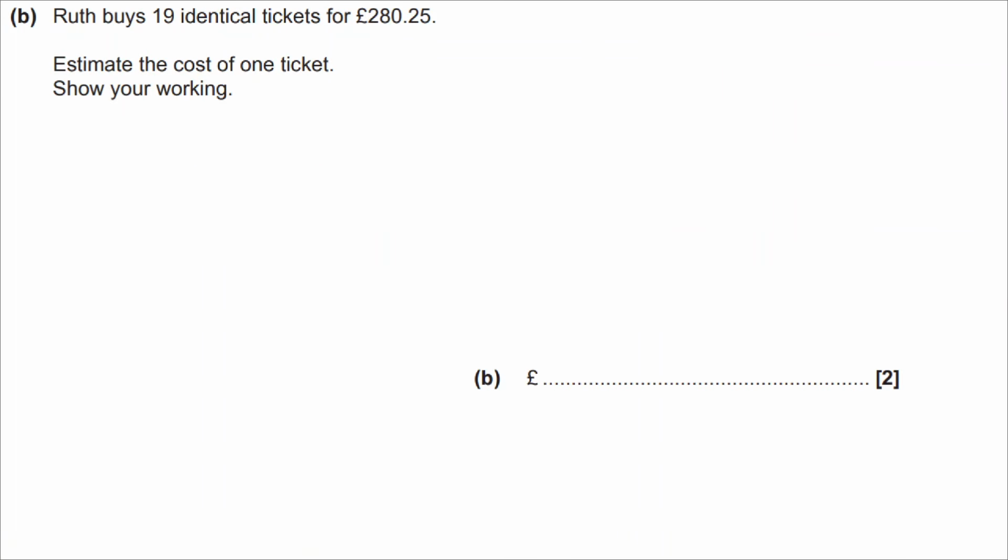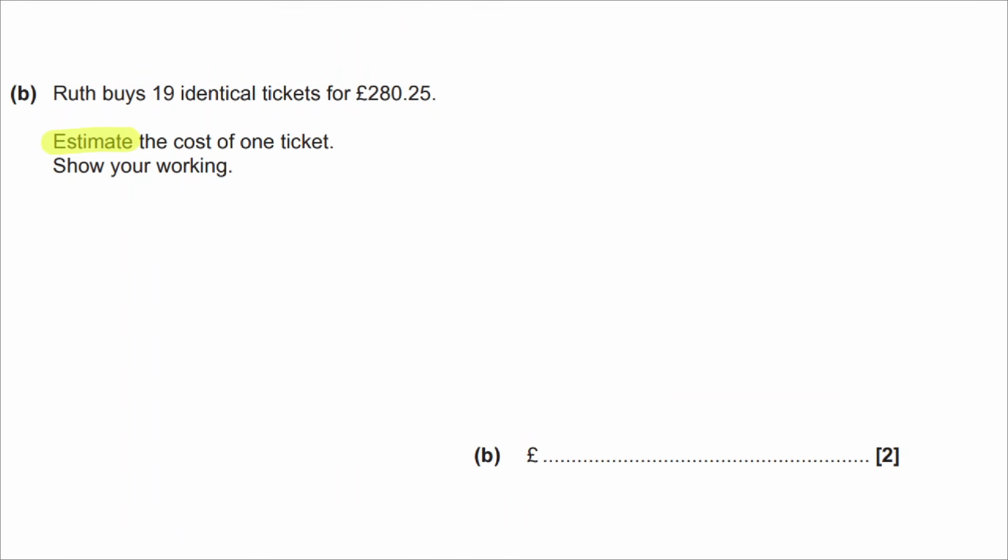Question B. Ruth buys 19 identical tickets for this price here. Estimate. This is a key word here. Estimate the cost of 1 ticket. So you know there's 19 tickets and you buy it for this much. Now, this is really, really important. If you estimate something at GCSE maths, you round to 1 significant figure. That's really important.